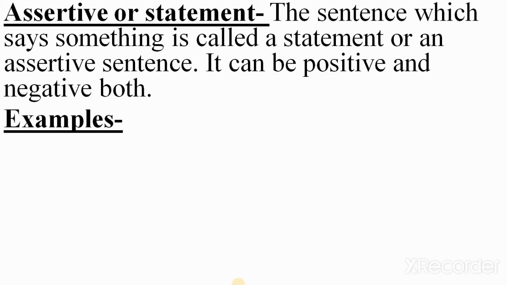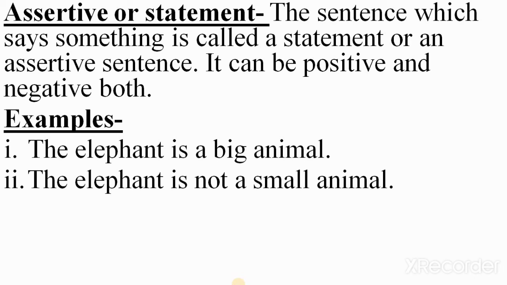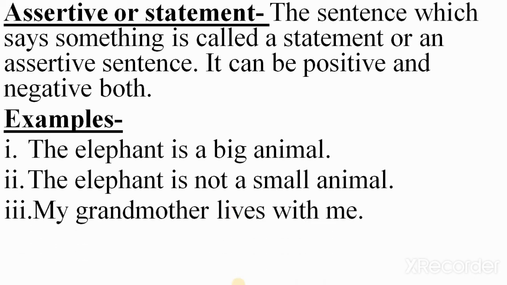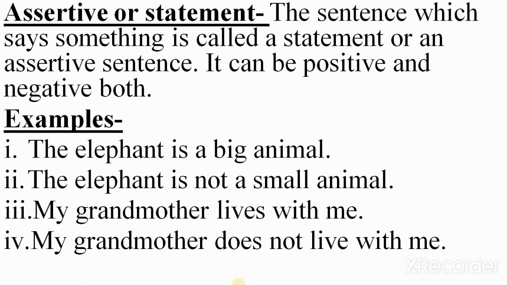For example, the elephant is a big animal. The elephant is not a small animal. My grandmother lives with me. My grandmother does not live with me. As I told you, we can use both positive and negative. According to the examples, positive और negative sentence दोनों को ही हम statement कहते हैं. I hope you understood the sentences and their kinds, assertive or statement.